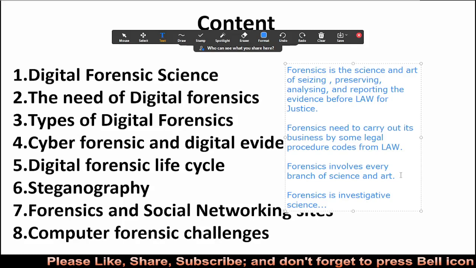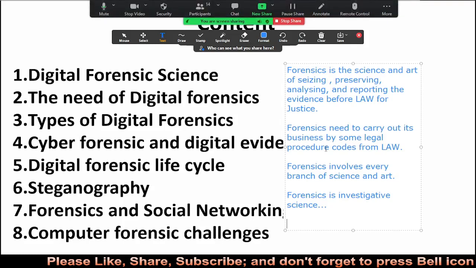Okay, because there was nothing to investigate on the digital platform or anything. So it has become something. When you investigate the evidence, or seize the evidence, preserve that evidence, analyze that evidence, and report that evidence before law, we can call this digital forensic science. Digital forensic science is the science and art of seizing, preserving, analyzing, and reporting digital evidence. You simply have to make it digital evidence before law for justice.